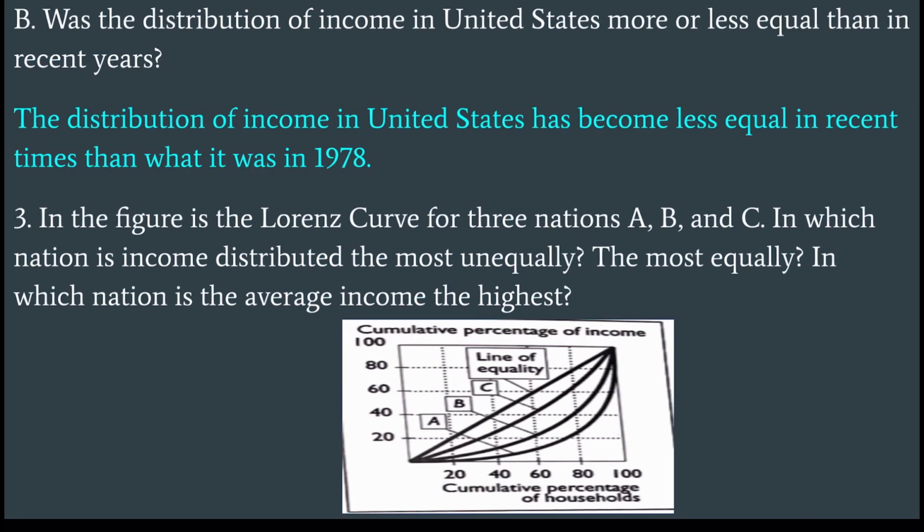Was the distribution of income in the United States more or less equal than in recent years? The distribution of income in the United States has become less equal in recent times than it was in 1978. In the figure is the Lorenz curve for three nations, A, B, and C. In which nation is income distributed the most unequally? The most equally? In which nation is the average income the highest?